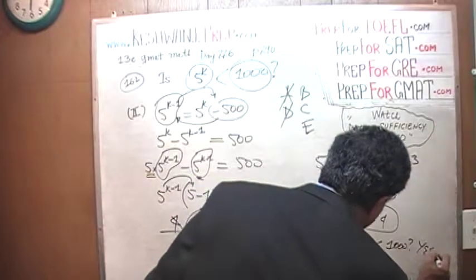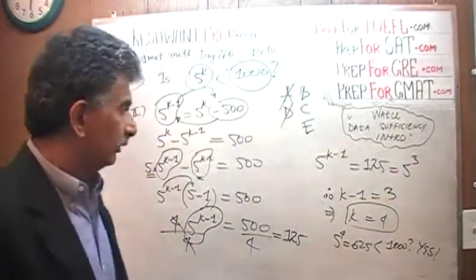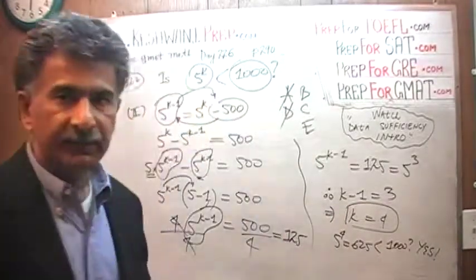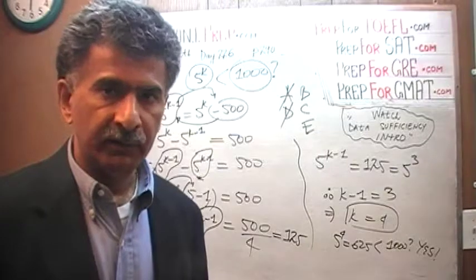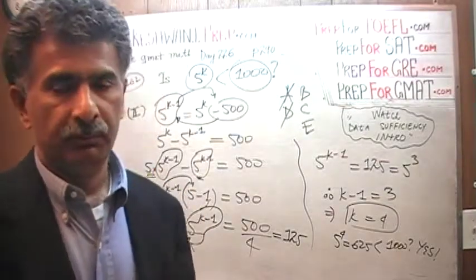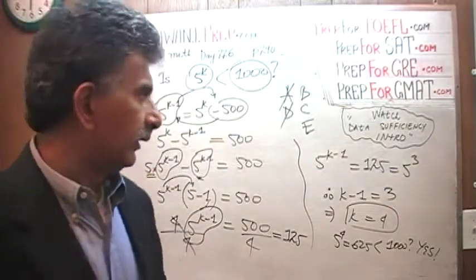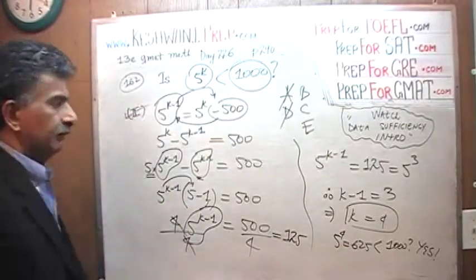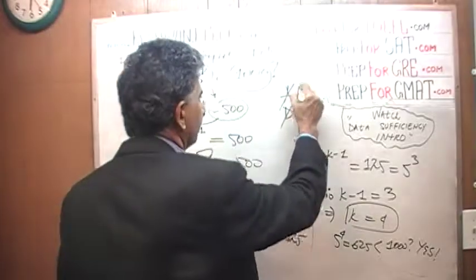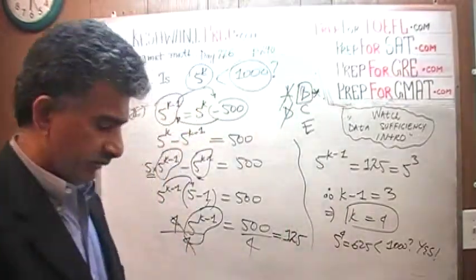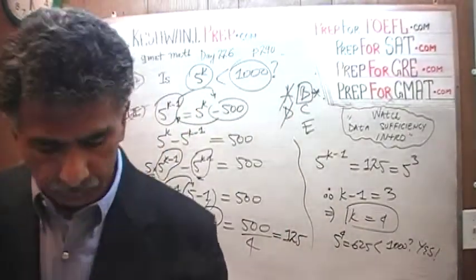The answer is yes. Again, as I always remind you, the point here is not that the answer turned out to be yes. The point here is that we are able to say definitively yes or no. The answer does not need to be affirmative. Anyway, the second statement does the job. Because the second statement by itself is sufficient, the answer is B. The answer is B.